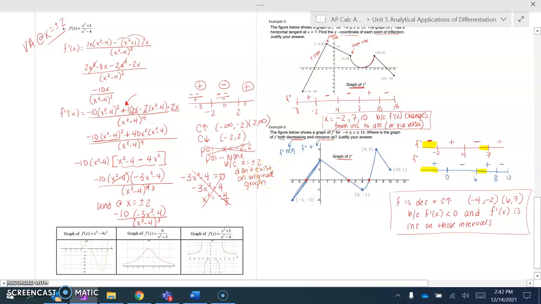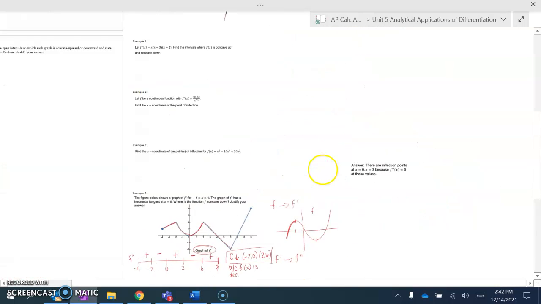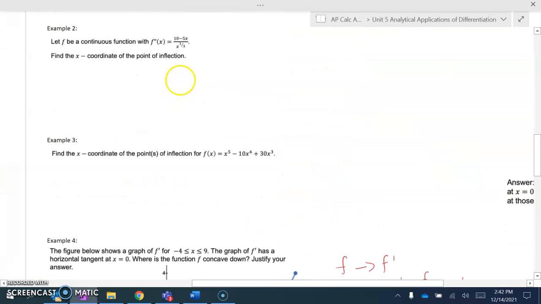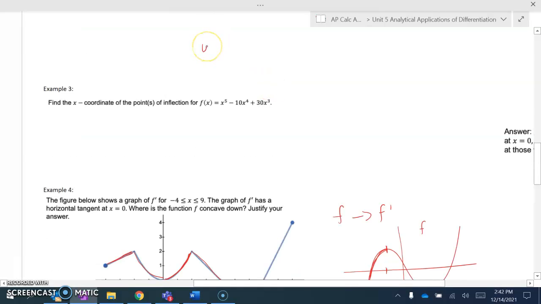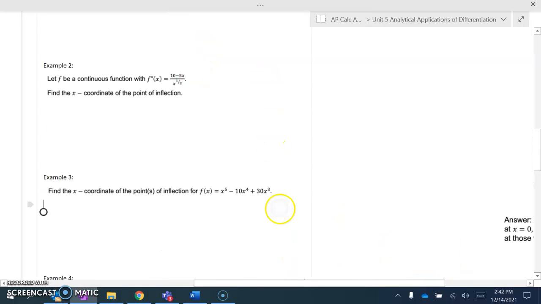Okay, so that's the explanation for that guy if you needed it. Example 2 and 3 on the right-hand side. So example 2 here, they gave you f double prime, so that's awesome. So where is this undefined? We're undefined at x equals 0. And where is it equal to 0? If we set that in there, we get x equals 2. Okay, so on our little sign interval thing, we want to put 0 and 2, and we want to test those in the second derivative.